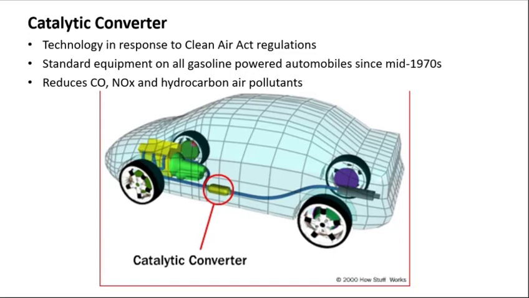The catalytic converter is now standard equipment on all gasoline-powered automobiles since the 1970s. The passage of the exhaust through the device reduces tailpipe emissions of carbon monoxide, nitrogen oxides, and other hydrocarbon air pollutants.